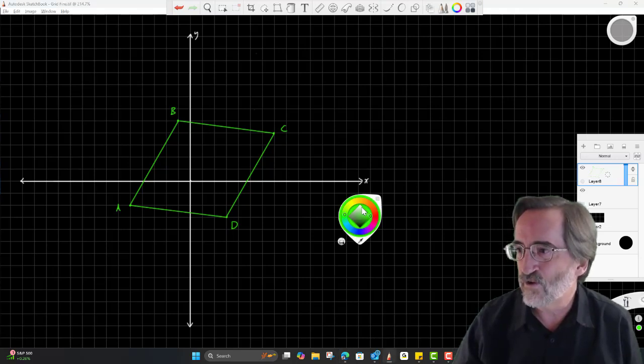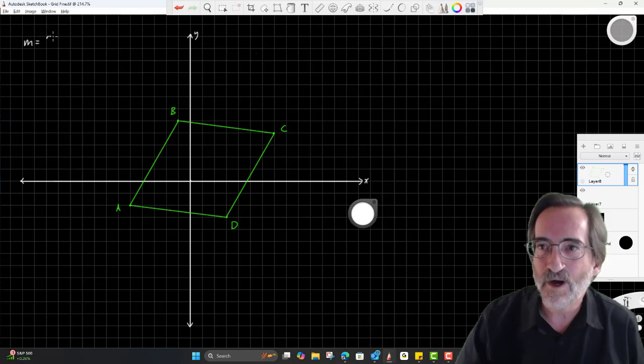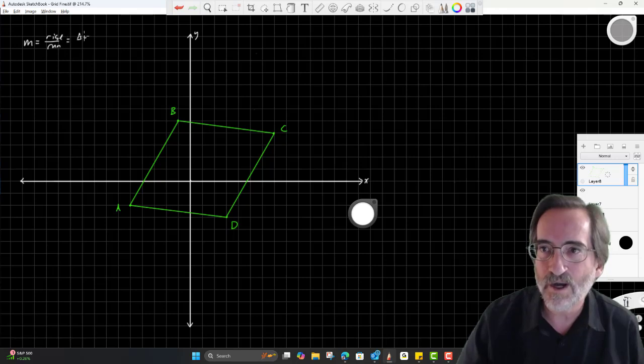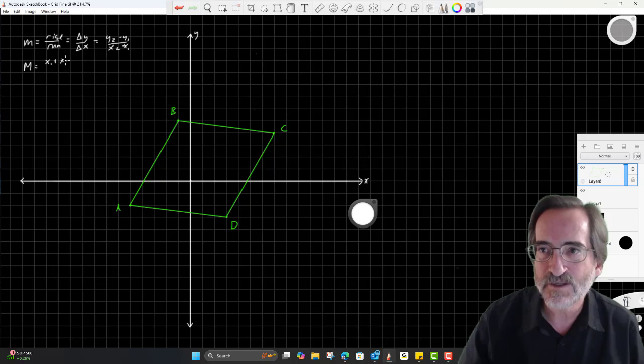Let me list those formulas again. So slope is rise over run, or change in y over change in x, or y2 minus y1 over x2 minus x1. That's slope. Midpoint is found by adding the x's, x1 plus x2 divided by 2, and adding the y's, y1 plus y2 divided by 2. It's an average of the coordinates.